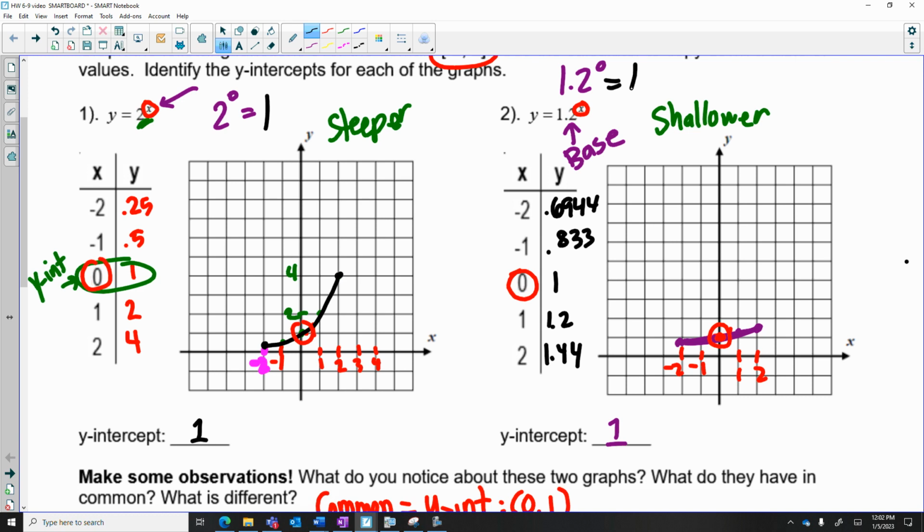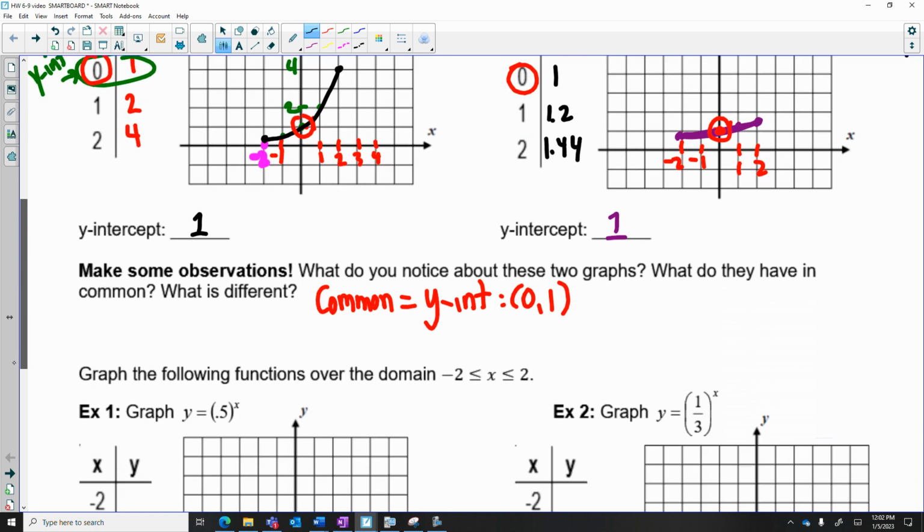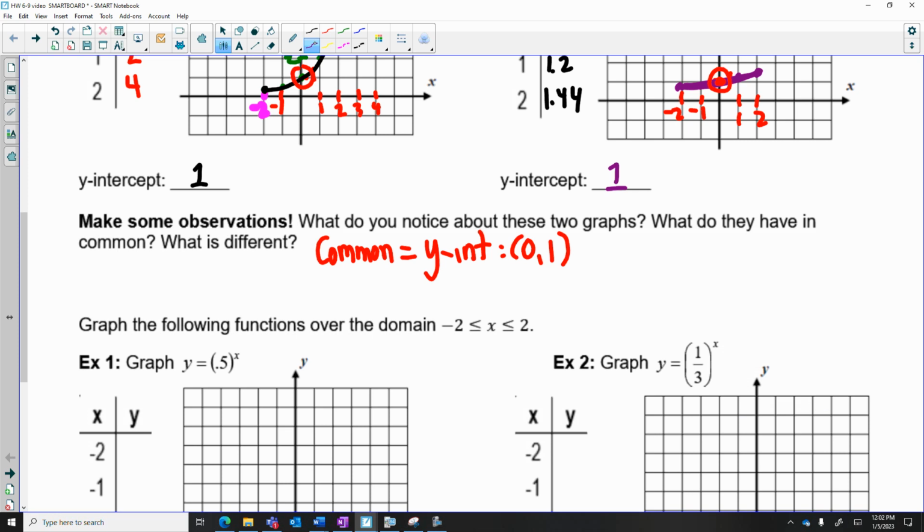And then also note when the base is 1.2, it's shallower than the base of 2. y equals 2 to the x is steeper growth than y equals 1.2 to the x. It has a greater rate of growth.